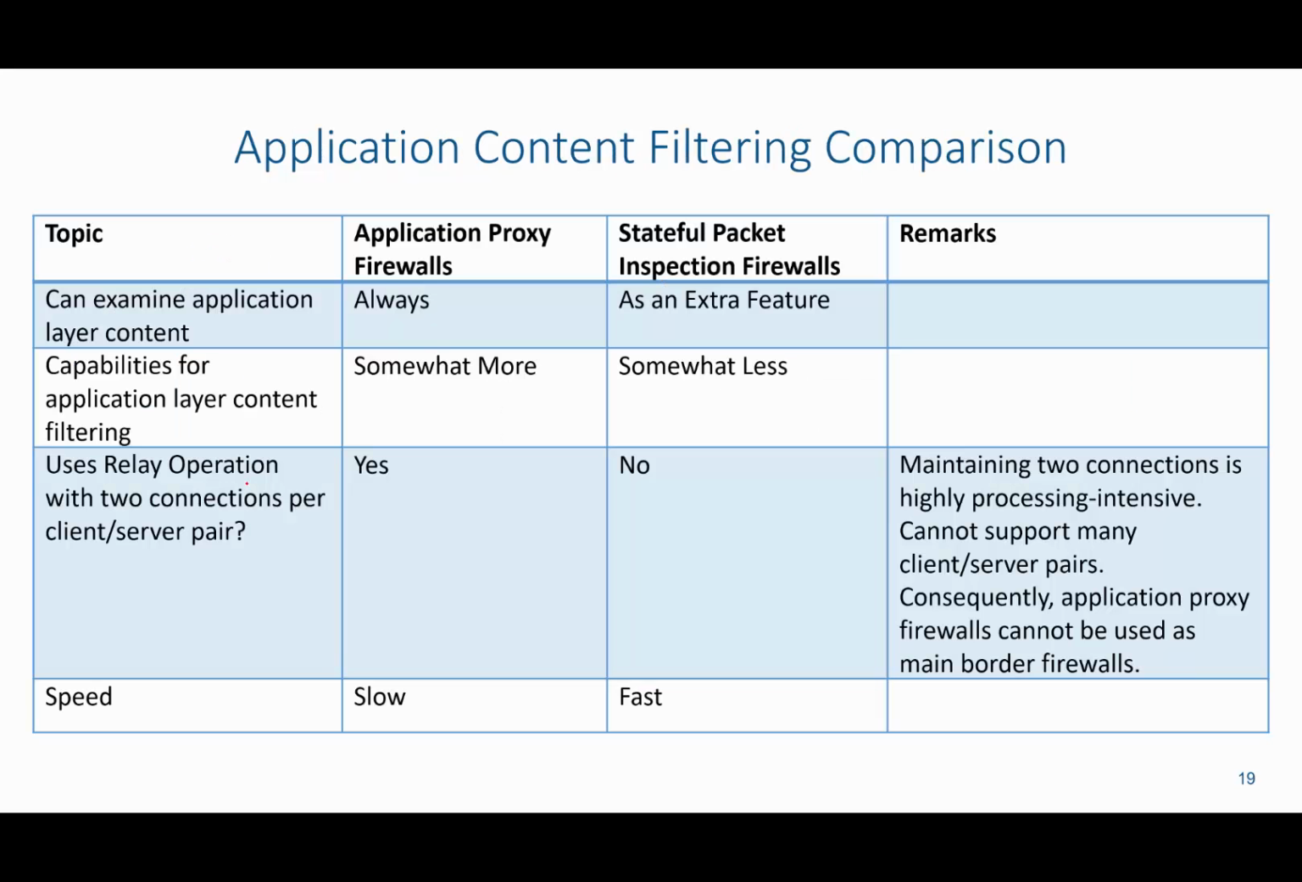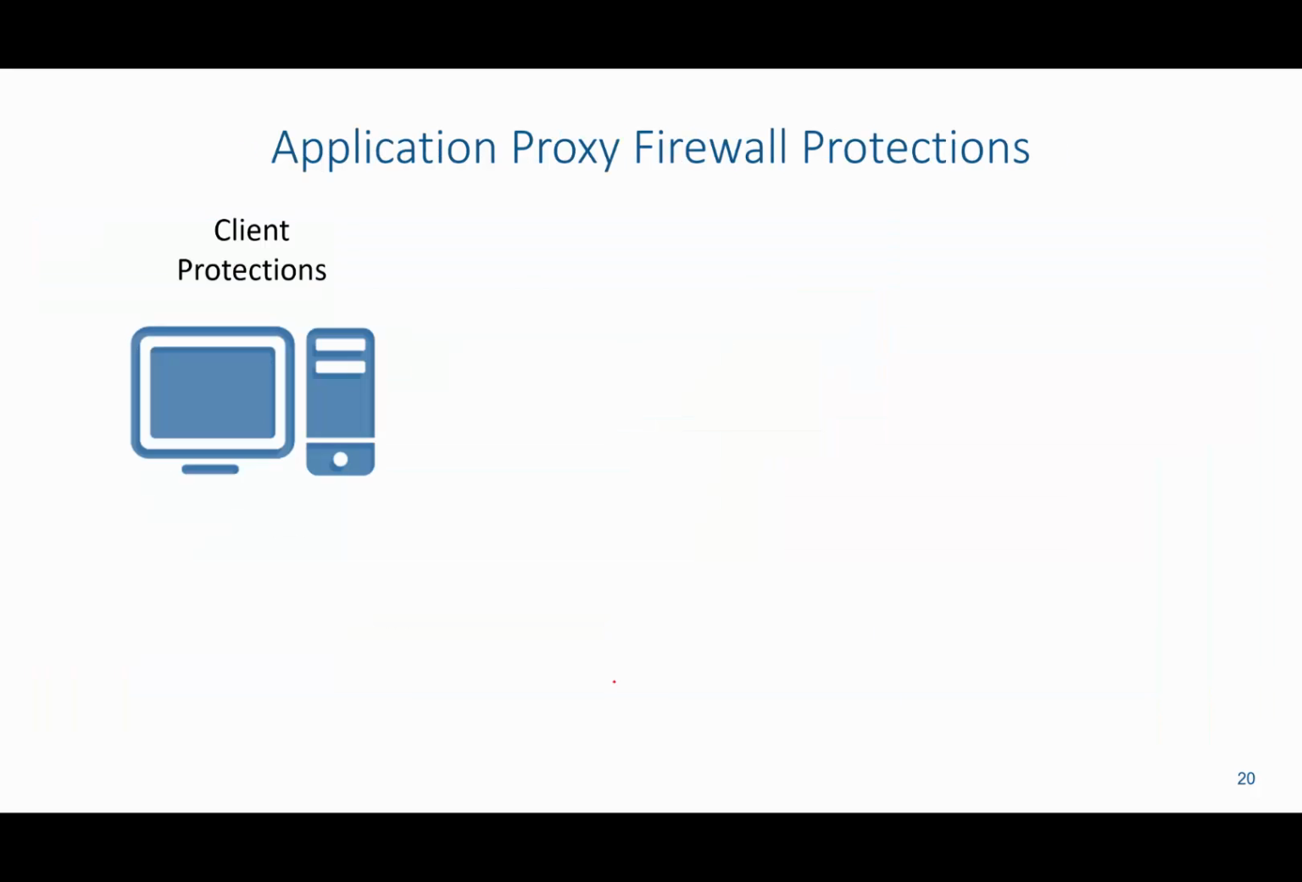So the benefit of an application proxy is it's going to be able to scan packets as a whole to determine whether or not there are viruses that match certain signatures that are being sent over the network, etc. It is very slow. That's why the main border protection is a stateful packet inspection firewall, but it does a good job on ensuring that we can examine at the application layer.